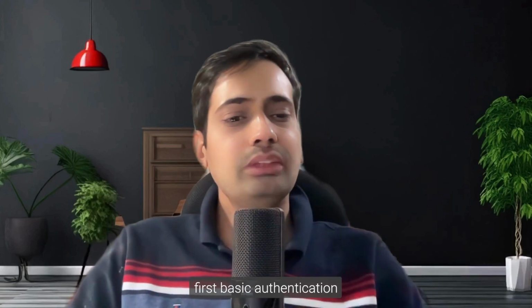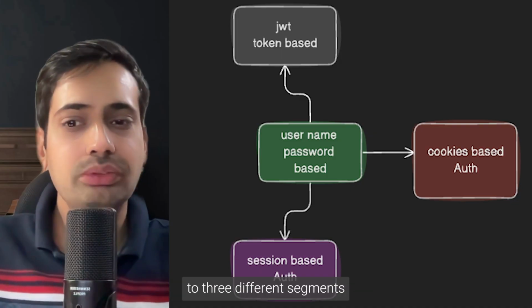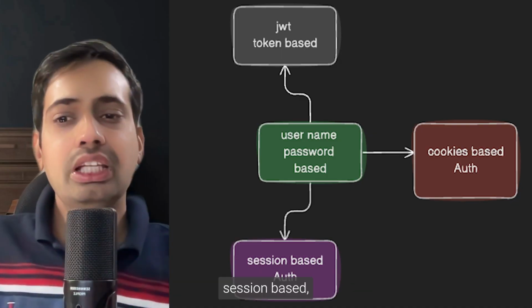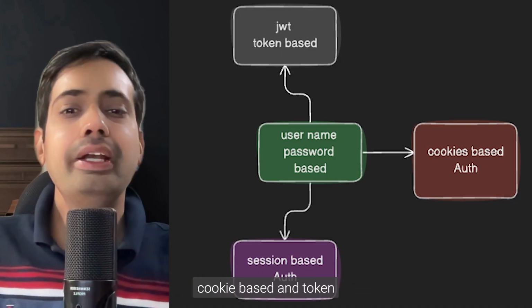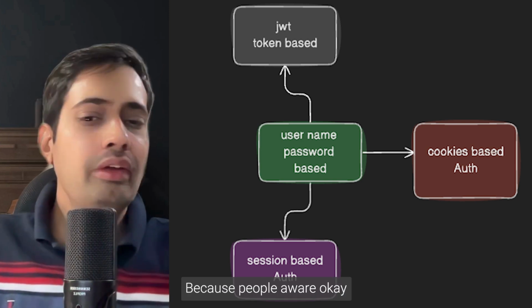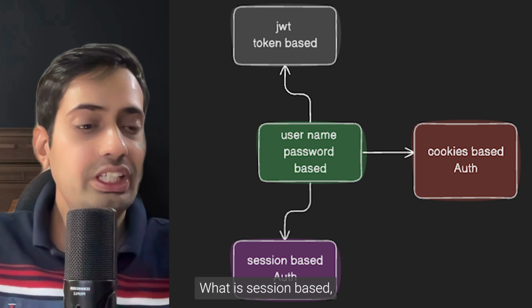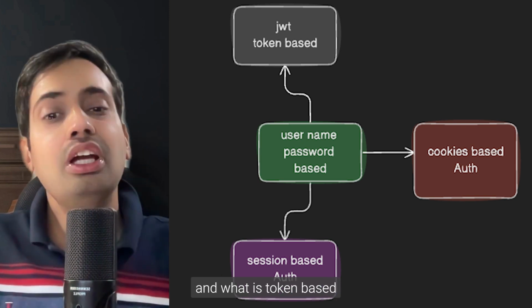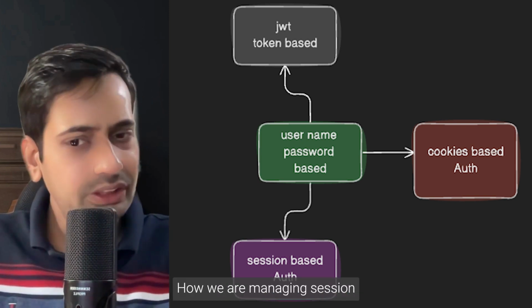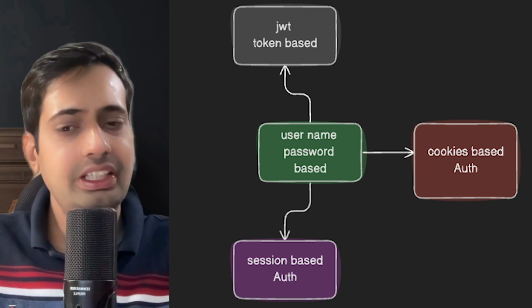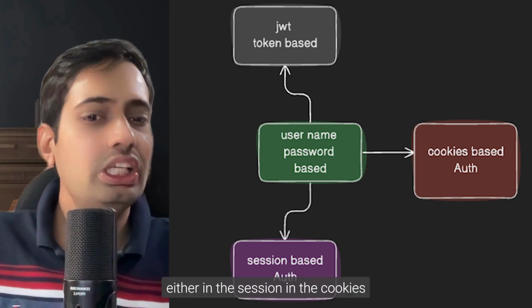Now what are the major aspects which I will be covering? I will be covering first basic authentication, which is username password, through three different segments: session based, cookie based and token based authentication. Because people are aware of how to do authentication, but they don't know the difference. What is session based, what is cookie based and what is token based, and how they differ, how you are managing the session at the client side, how you are sending the authorization token either in the session, in the cookies, or using a JWT token in the authorization header.